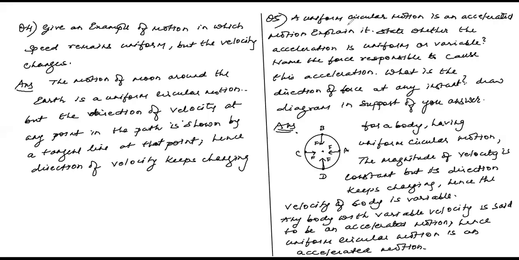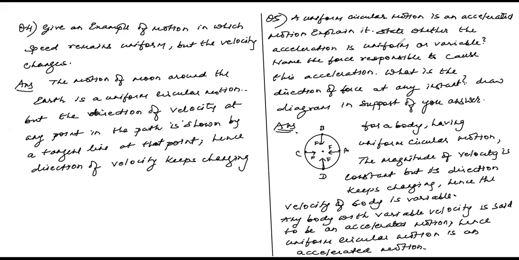A uniform circular motion is an accelerated motion. Explain it. So this is the first part of the question. We take one part at a time. For a body having uniform circular motion, the magnitude of velocity is constant, but its direction keeps changing. Hence, the velocity of the body is variable. Any body with variable velocity is said to be in accelerated motion. Hence, uniform circular motion is an accelerated motion.